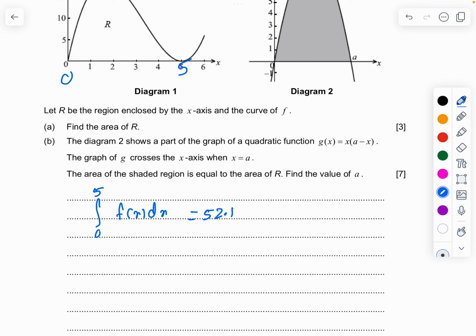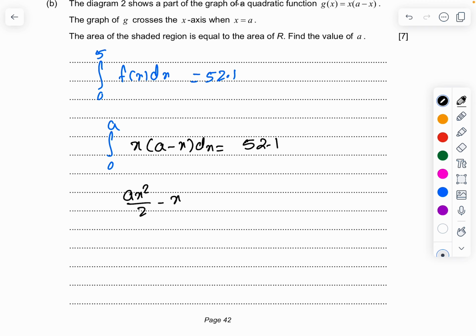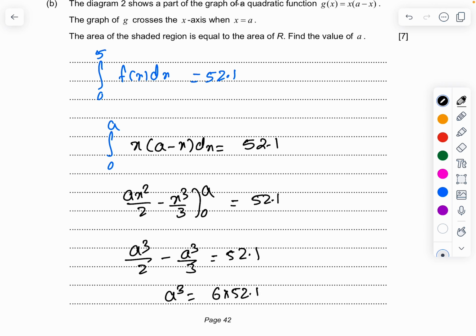a part of the graph of the quadratic x times a minus x. The graph g crosses the x-axis at x equals a. The area of the shaded region is equal to the area of R. Find the value of a. So the integral from 0 to a of x times a minus x dx equals 52.1, which is ax squared upon 2 minus x cubed upon 3 from 0 to a equals 52.1. So a cubed by 2 minus a cubed by 3 equals 52.1. From here, a cubed equals 6 times 52.1, so a equals 6.71.